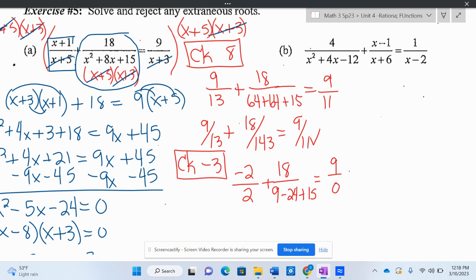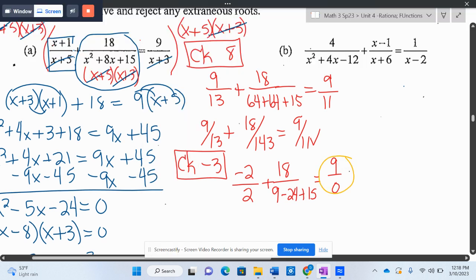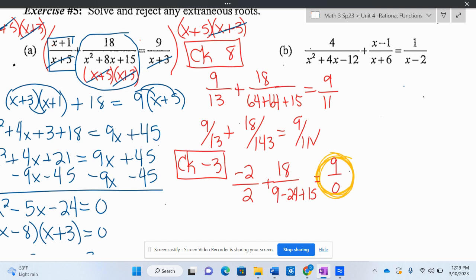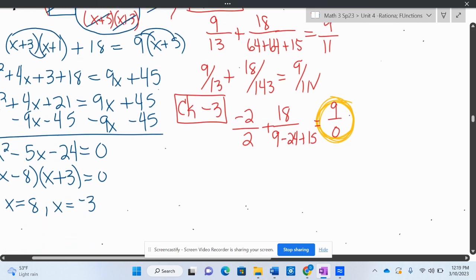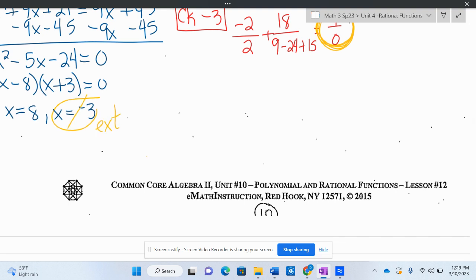What in the heck just happened? What happened? Nobody knows? What is this awful stuff right here? Are we allowed to have a 0 in the denominator ever, even on a bright sunny day? Never. So that does not equal 0. So what does that mean? It means that this is extraneous.